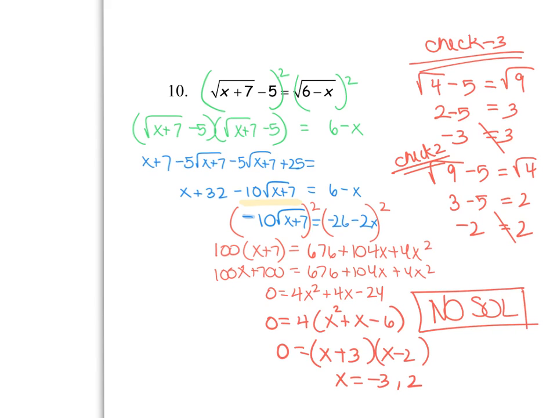But the biggest point here for you to take from that problem is seeing how to square both sides when you have radicals and a number, and how to FOIL with radicals.